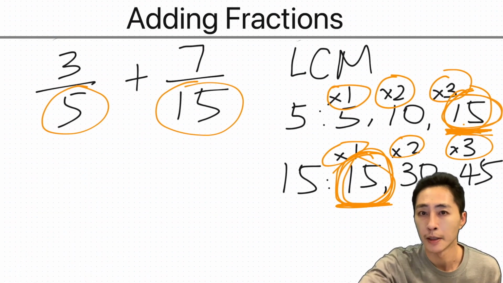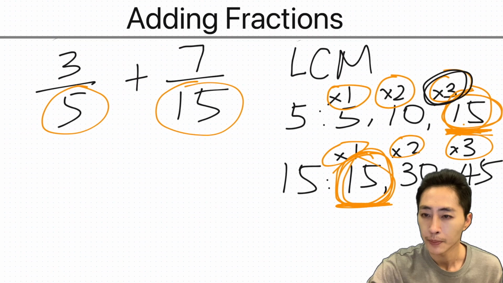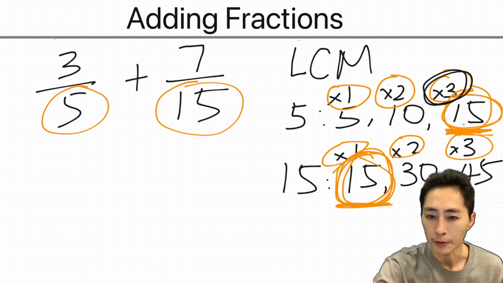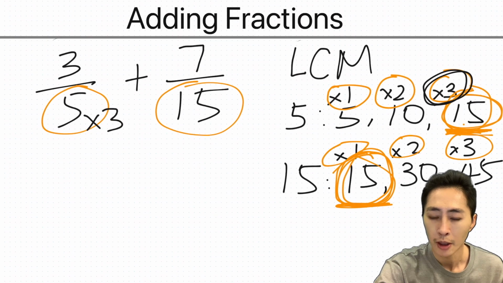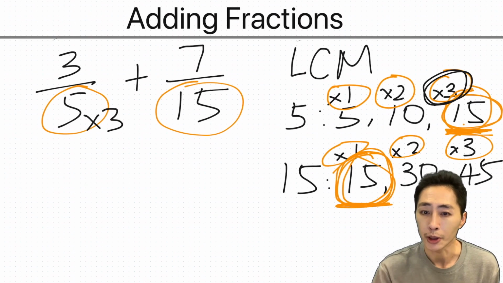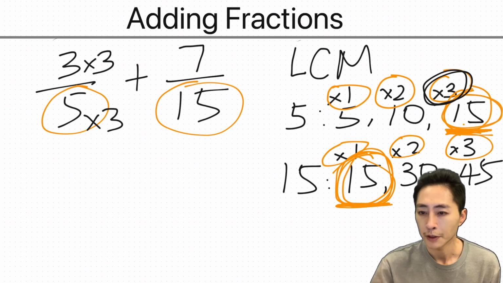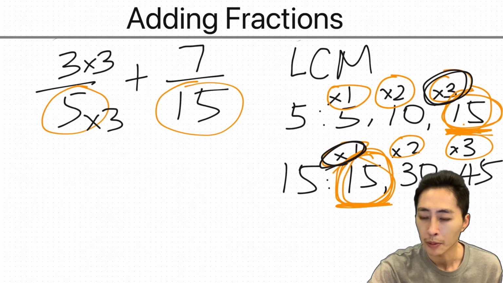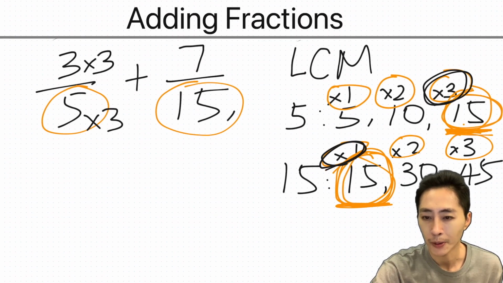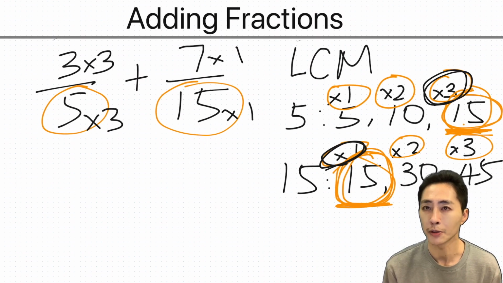Okay, moving on. Now that we have the common denominator, we know that 5 needs to be multiplied by 3. So the 5 here needs to be times 3. And whenever you multiply the denominator by 3, you need to do the same in the numerator. So the 3 also needs to be multiplied by 3, like so. Now for 15, we multiply by 1. We can still write it here, but it's not really necessary because any number times 1 is itself. But we'll do this so that we apply the same method on both fractions.